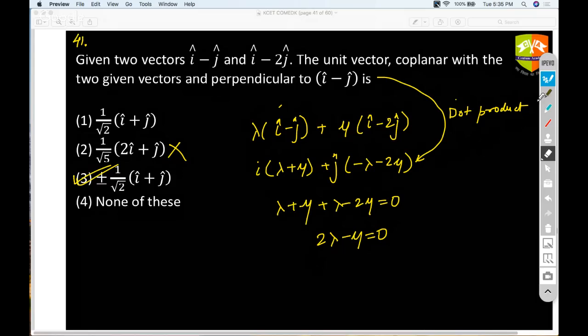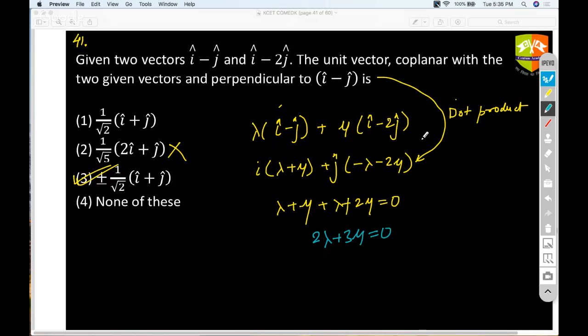So this will be a plus sign, if I'm not mistaken. And this would be j is negative lambda. So this will give me 2 lambda plus 3 mu equal to 0.